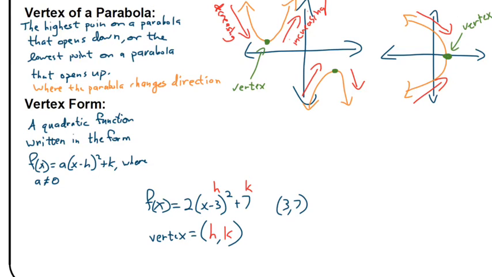If you were to graph this, you'd go over 1, 2, 3, and up 1, 2, 3, 4, 5, 6, 7, and it'd be right there. And because the a value is positive, it's going to open up. That's a really poorly drawn graph, but it gives you an idea of where we're going with this. There we go, that's the vocab.